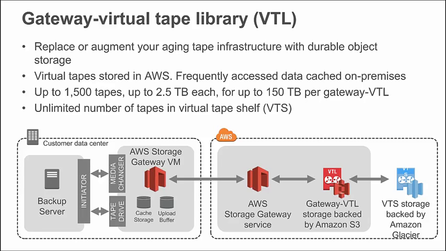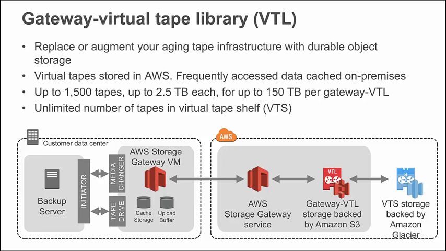So similar to cached volumes, all your data is durably stored in AWS with your frequently accessed data cached on the gateway. In your VTL, you can configure up to 1,500 tapes, each one of them up to 2.5 terabytes in size, which is the LTO6 size, for a total of 150 terabytes per gateway. And of course, you can deploy multiple gateways to scale further than that.